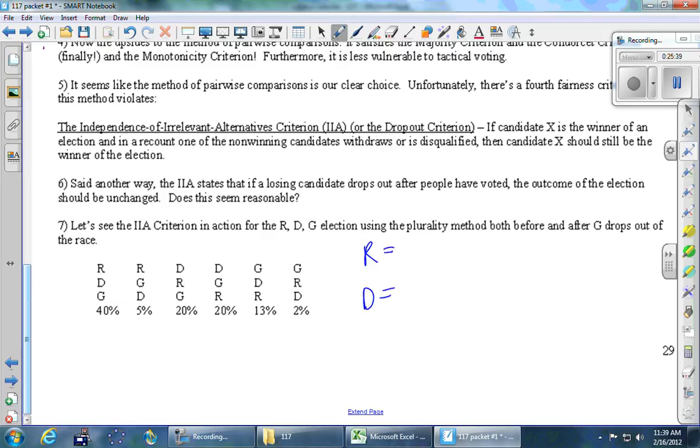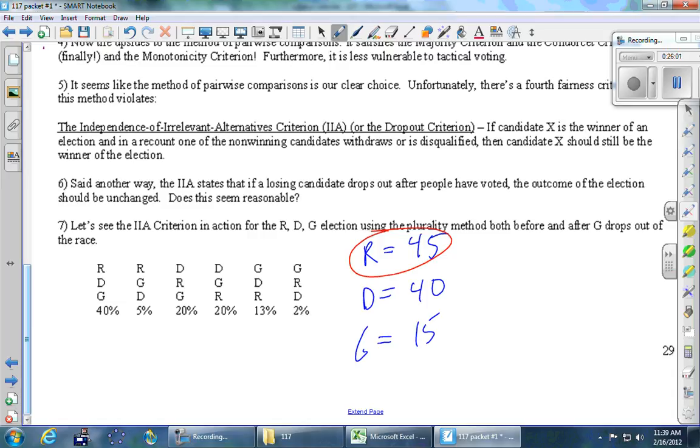Okay, so plurality meaning what are we counting? First place only. How many first place votes does R have? It's 45. D, it's 40. G, 15. Who just won the plurality method? R is the winner, fair and square. That's the end of the election.